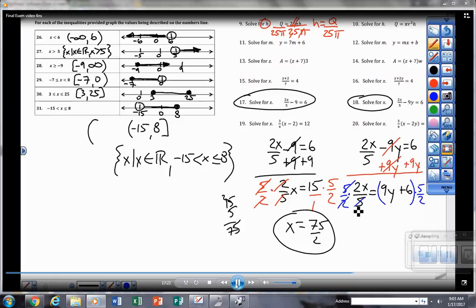Anytime you multiply a fraction by its reciprocal, it cancels away and just leaves you x. Over here, I need to distribute that 5 halves times 9y and that 5 halves times 6. So 5 halves times 9y gives me 45y/2. 6 times 5 halves gives me 30/2, and that 30/2 simplifies into plain old 15. So 45y/2 plus 15.